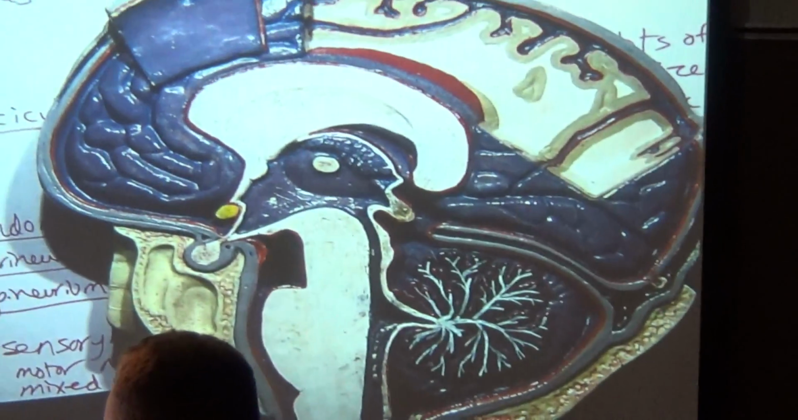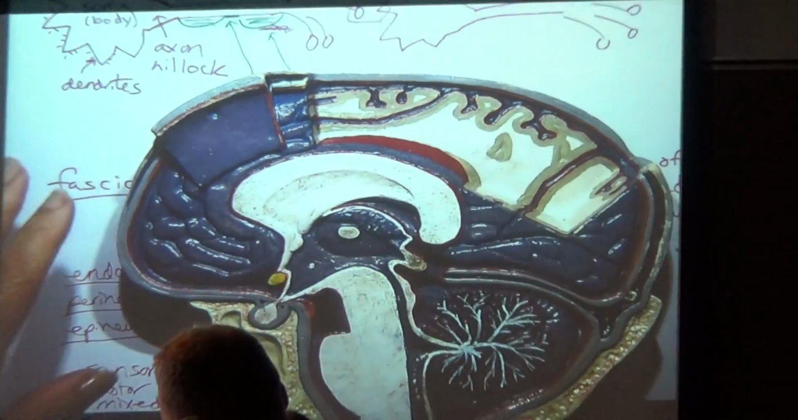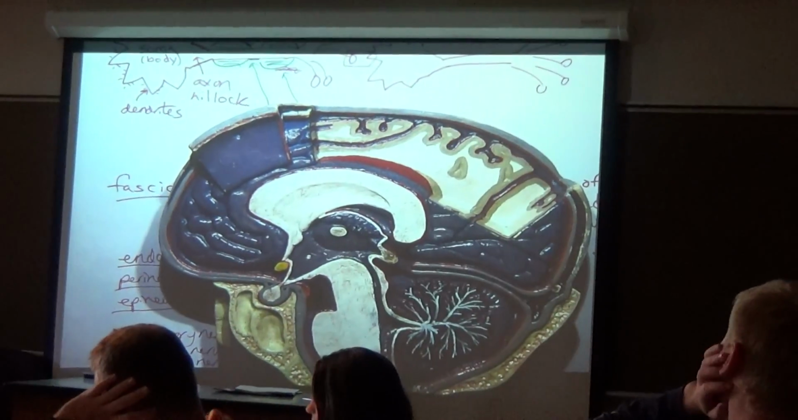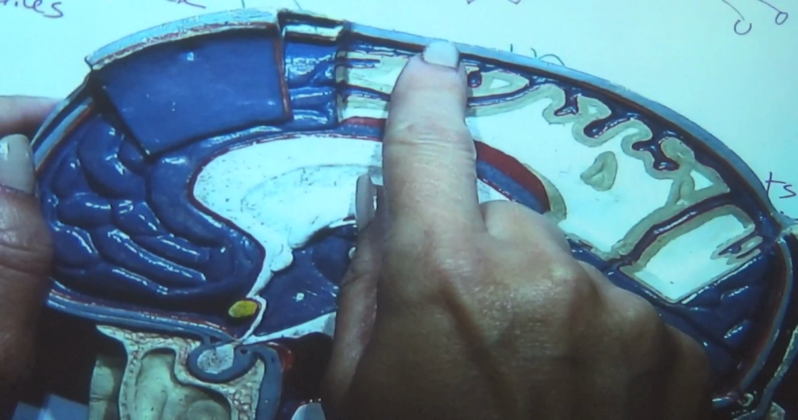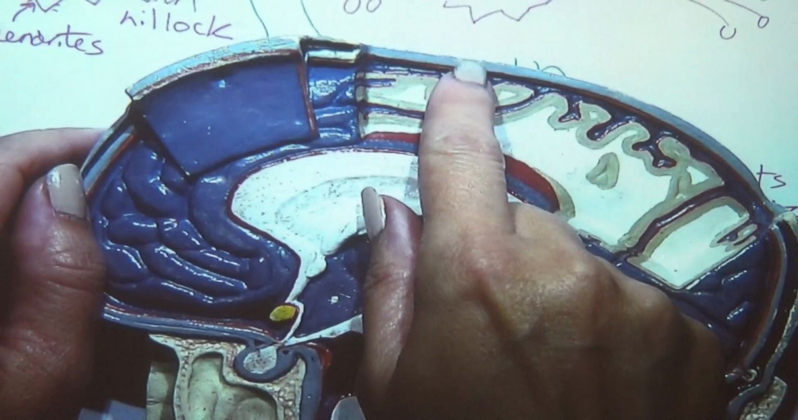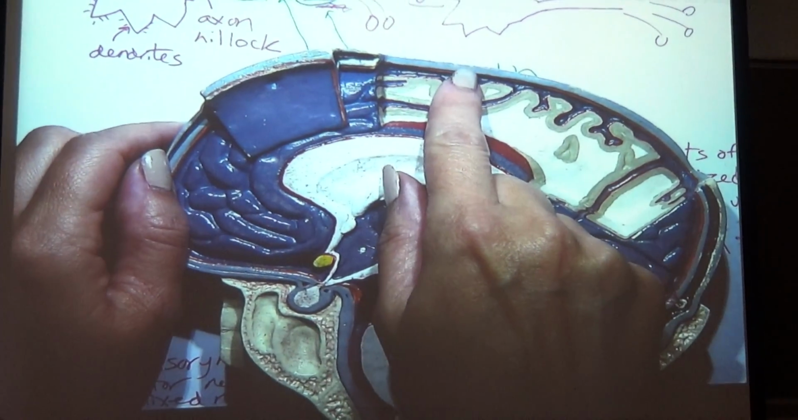So the outermost layer is called the dura mater. In Latin, the word mater means mother. Dura means tough. So it literally means tough mother, like durable, has that same root word, because it's the thickest, most rigorous of the meninges. And it'll be the gray on the outside. So this entire gray layer here is the dura mater.